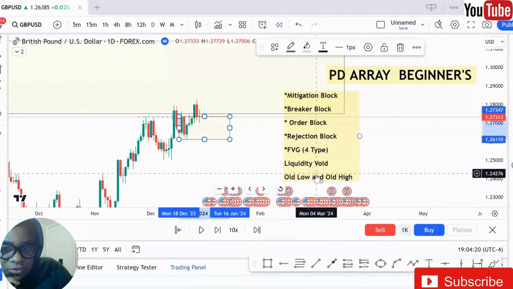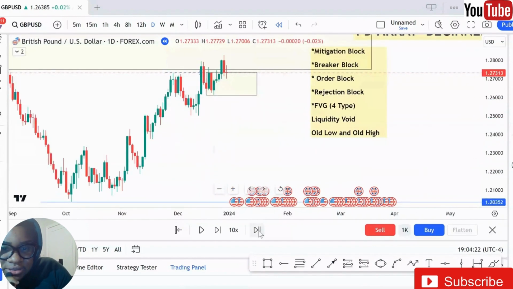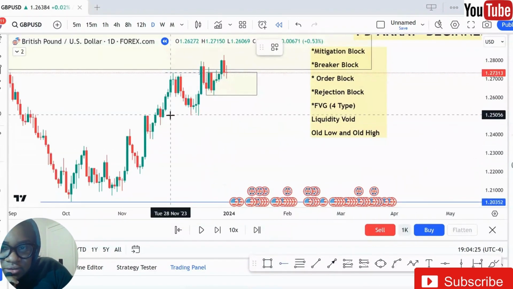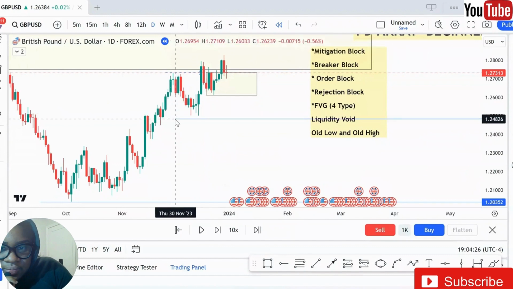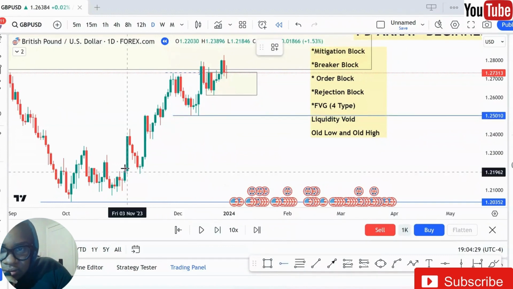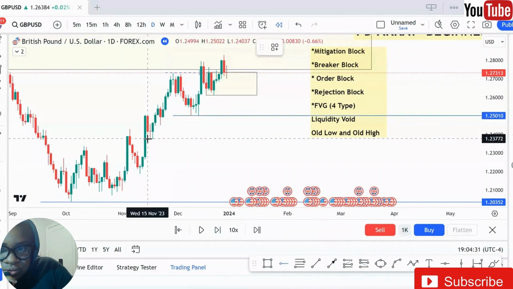Is there a liquidity void? No. Are there old lows, old highs? We have old lows around here. These are old lows.